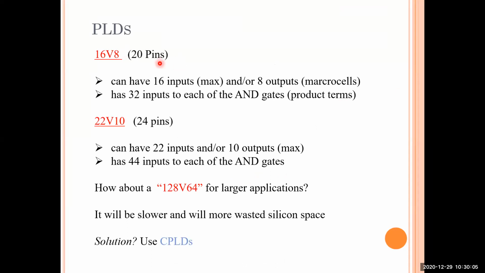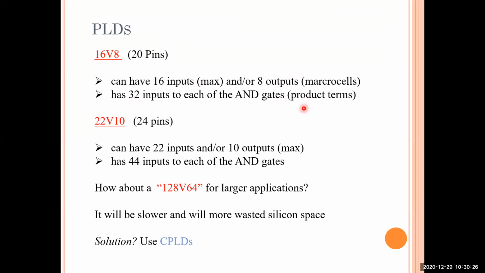These are some of the different types of PLDs. The first type which I have given here, 16V8, is one type of PLD where it uses 20 pins. It can have a maximum of 16 input pins, and it will have 8 output pins with macro cells, and also has 32 inputs to each of the AND gates.